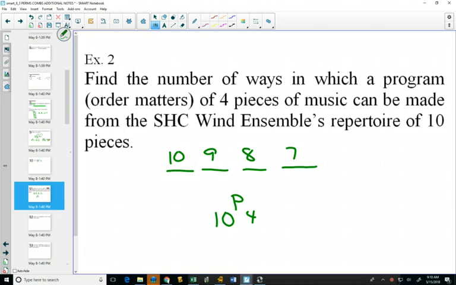So if it was 100 pieces of music and you had to choose 30 of them, well, then the spaces might be annoying, because you have so many spaces to make. And then 100P30 might be easier to work with. Again, there's a place for this in your calculator, so you can find that in the same place that you find your factorial button.